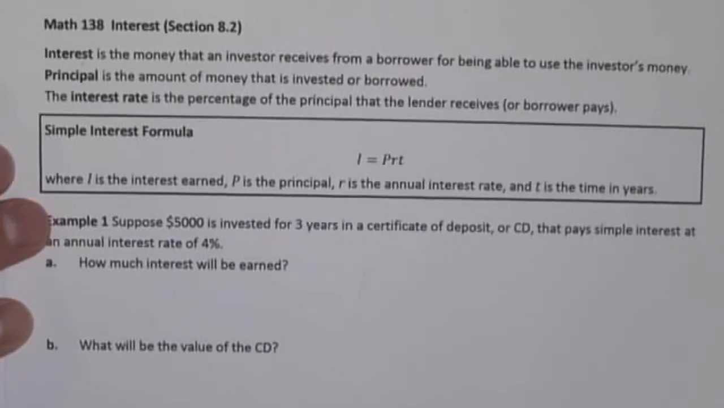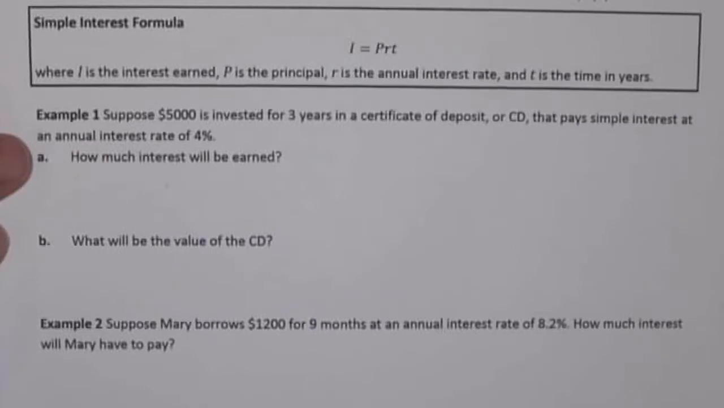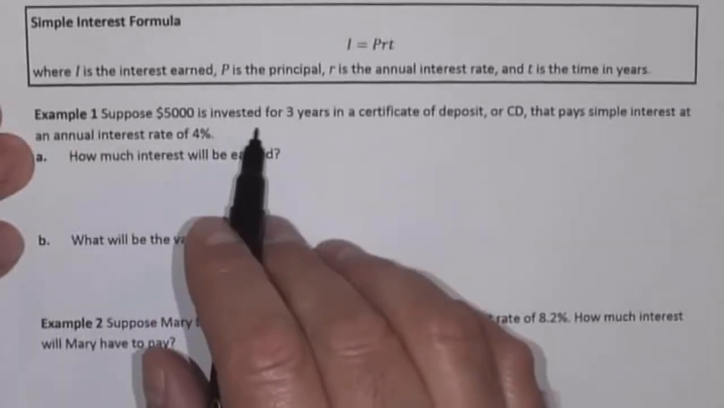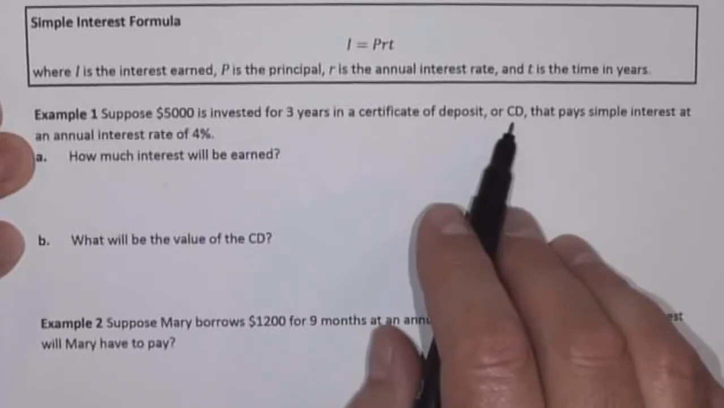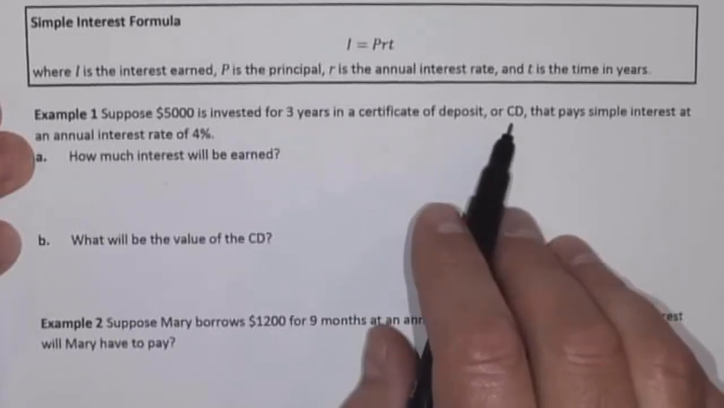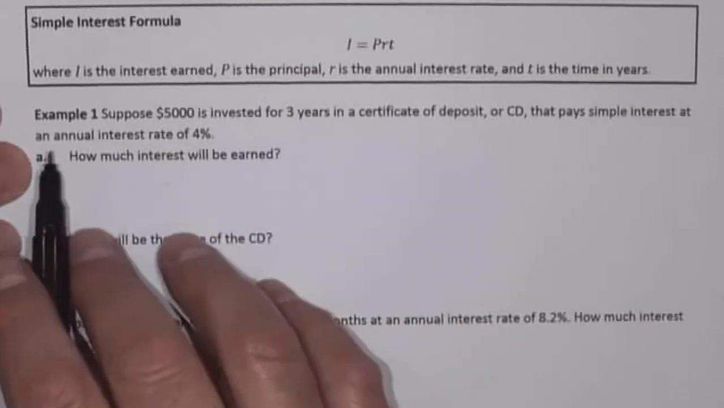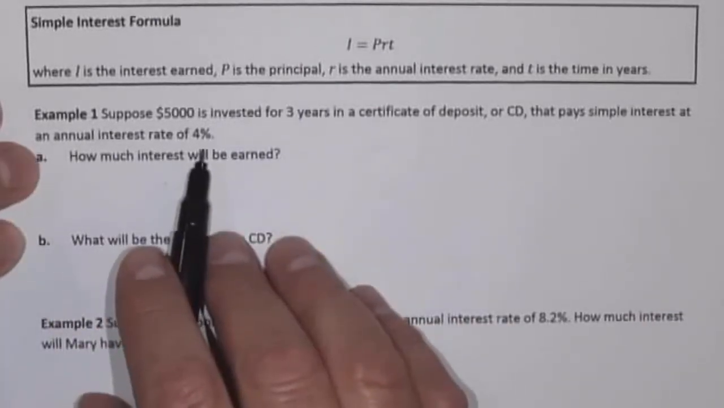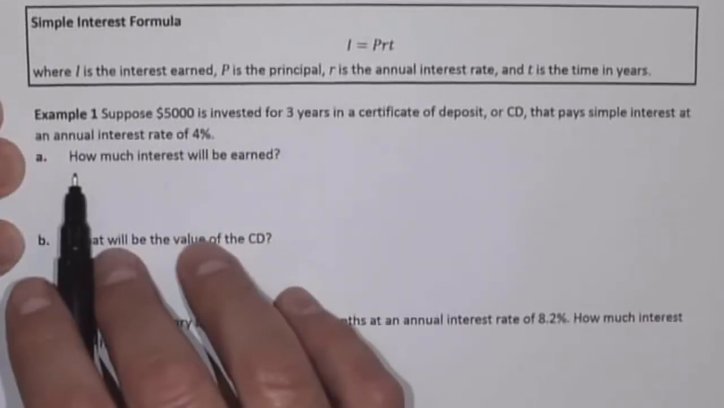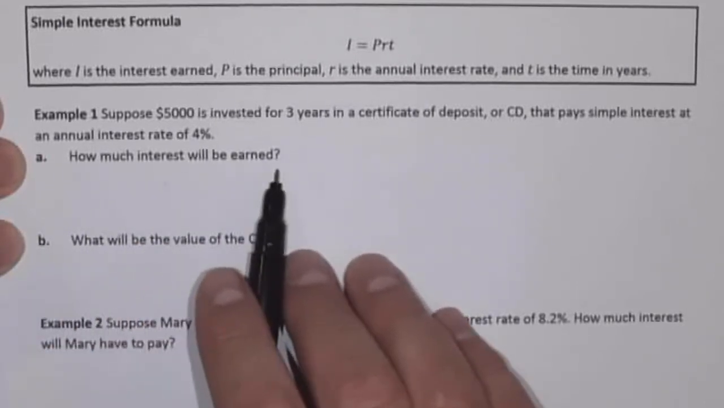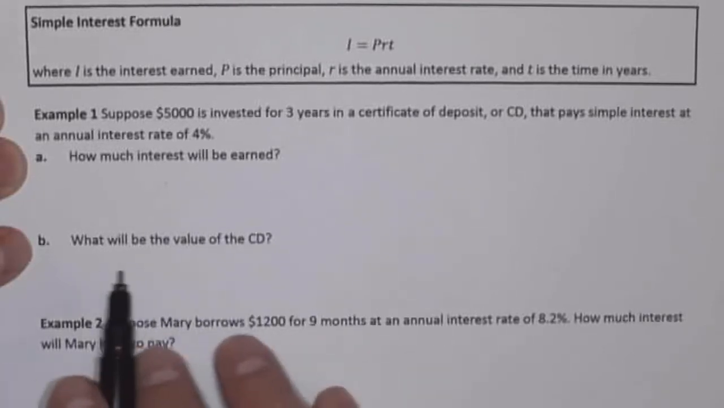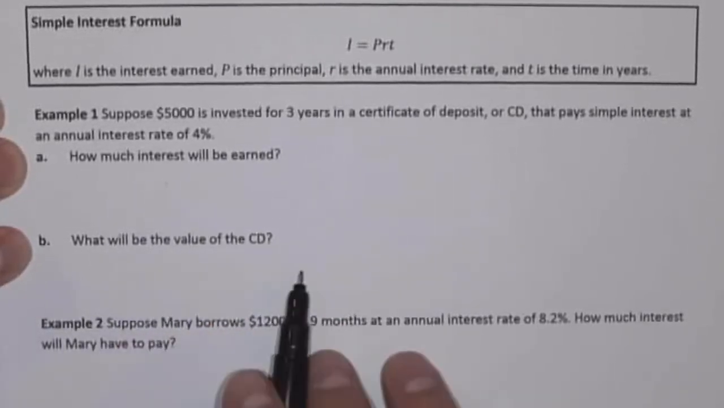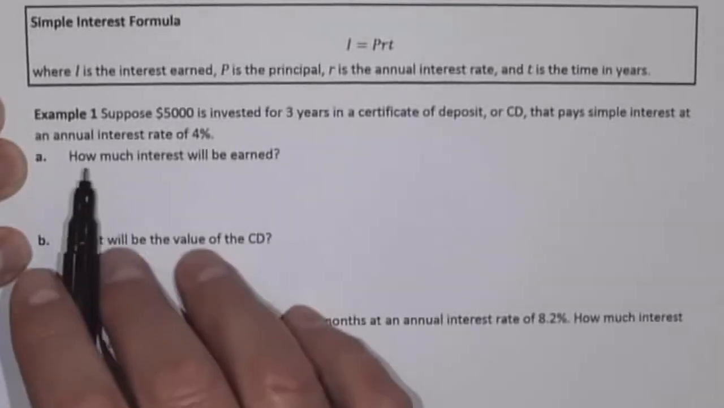So let's take a look at example 1. Suppose $5,000 is invested for 3 years in a certificate of deposit, generally referred to as a CD, that pays simple interest at an annual interest rate of 4%. Part A, how much interest will be earned? Part B, what will be the value of the CD? Meaning after the 3 years, how much money is your CD worth?